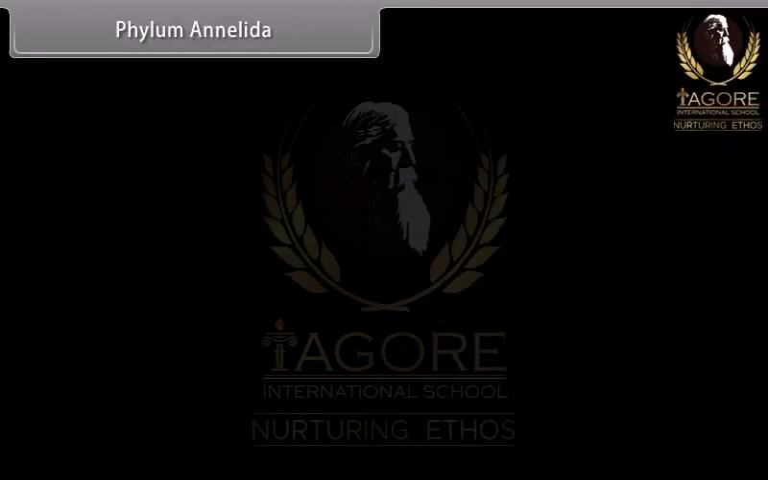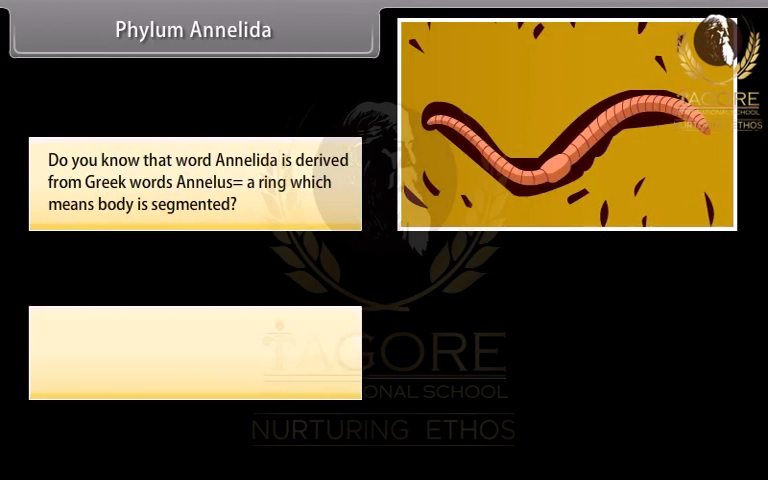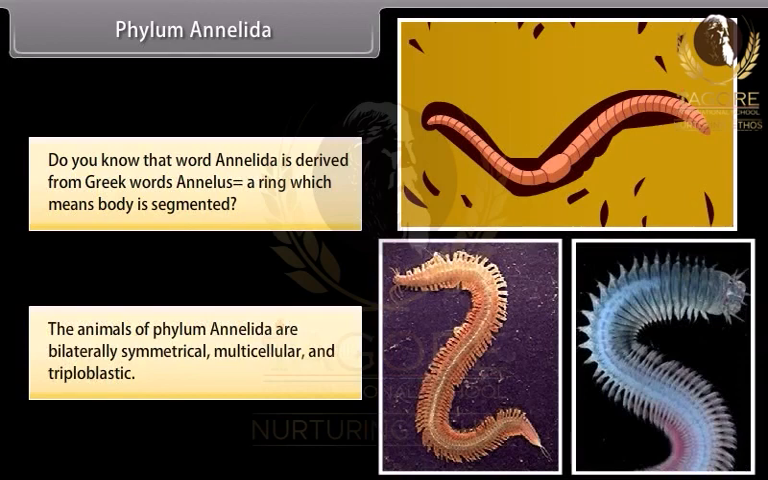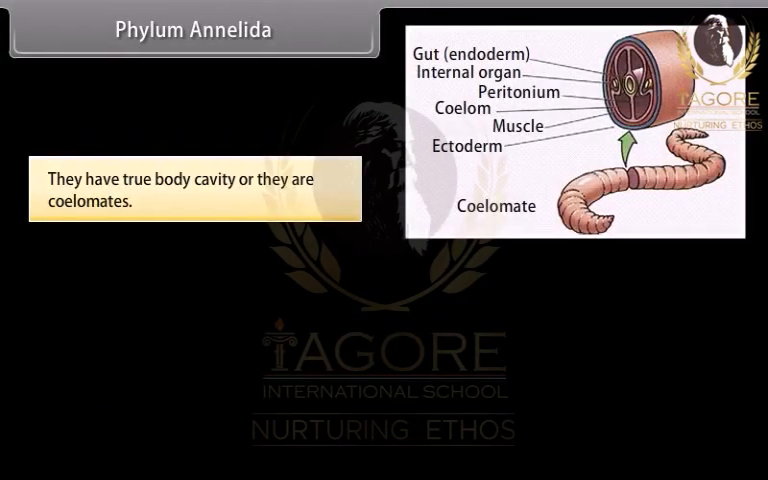Phylum Annelida. Do you know that the word Annelida is derived from Greek words annelus, a ring, which means body is segmented. The animals of phylum Annelida are bilaterally symmetrical, multicellular, and triploblastic. They have a true body cavity, or they are coelomates.